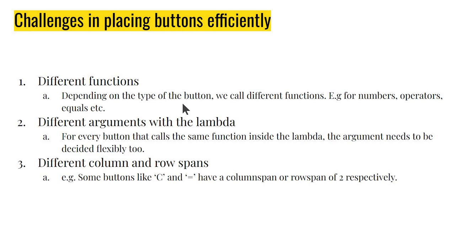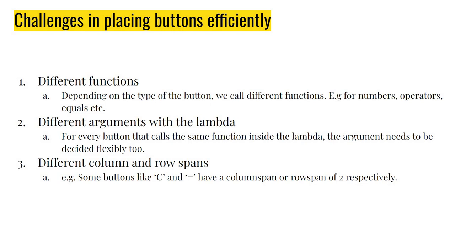First things first, notice all those buttons call different functions. For example, numbers call, let's say, press number, operators call press op, and so on. Even within the same function, these numbers call, let's say, a different argument with the lambda. So remember, we are using lambda statements here. We call the function with a different argument. Now, when I put this in a loop, for example, I must make sure that the argument to the lambda is updated as the loop moves. We will see how that is done.